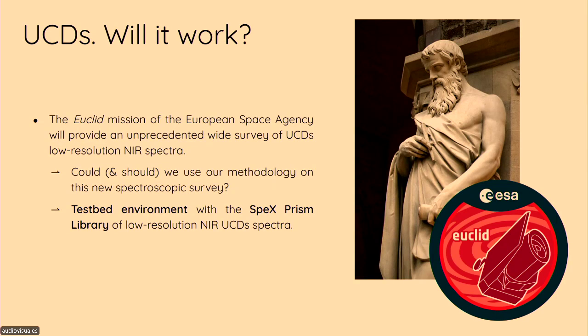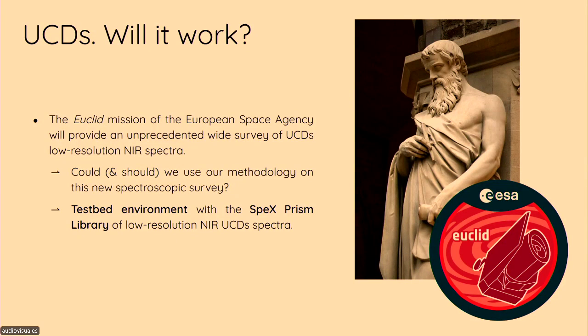So we will now go to the work that we have been doing more recently with the ultra-cool dwarfs. Okay, so our adventure with the ultra-cool dwarfs started with this sir, which is Euclid, a Greek mathematician, and it is also the name of the new mission from the European Space Agency, that among all other scientific products, will provide an unprecedented wide survey of ultra-cool dwarfs' low-resolution near-infrared spectra.